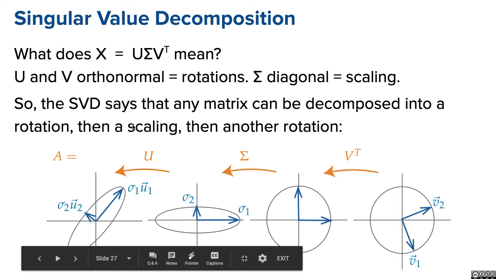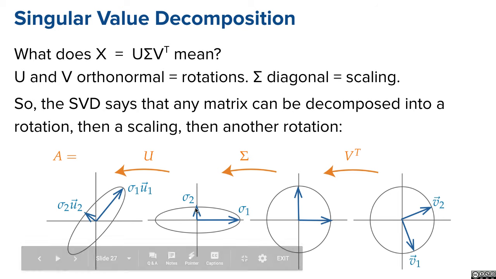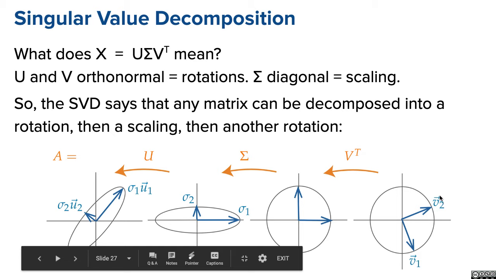So when you multiply X times a vector V, if I had these original vectors V1 and V2, and I multiply by X or I multiply by A, they're going to end up over here. So I'm going to have this as my resulting V1 and this as my resulting V2. But in reality, we can decompose that transformation into a single rotation, scaling, and then a final rotation.